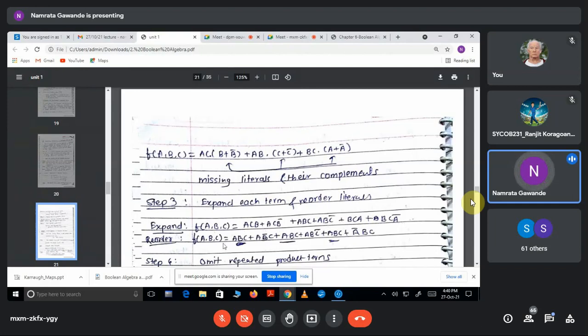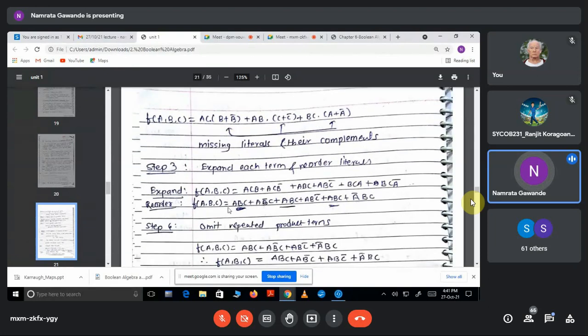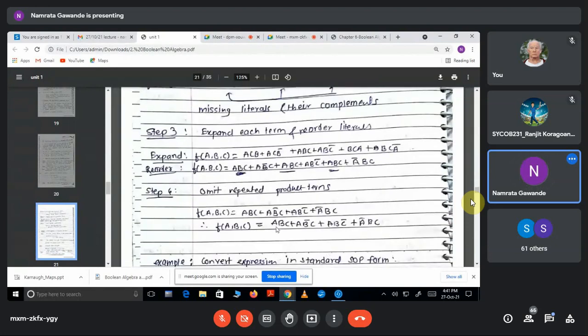Once this is written, you can reorder the literals. If C comes first and B comes after that, you arrange them according to the order of the literals. ABC plus AB bar C. Now in this expression, you can see some repeated terms. This ABC and this ABC appear 2 times, so you write it only once. So ABC once, plus AB bar C, plus ABC bar, plus A bar BC. In this way the expression is written.